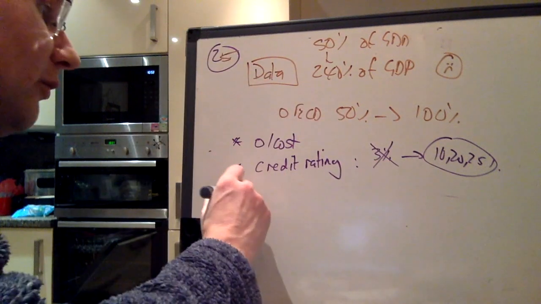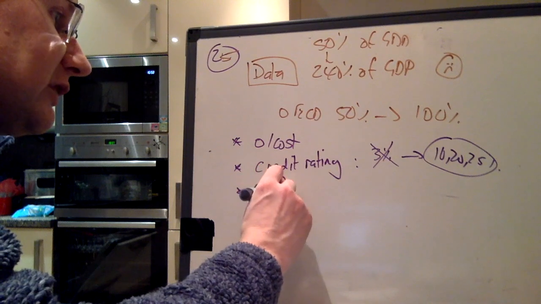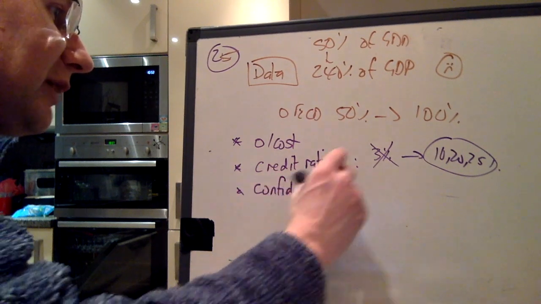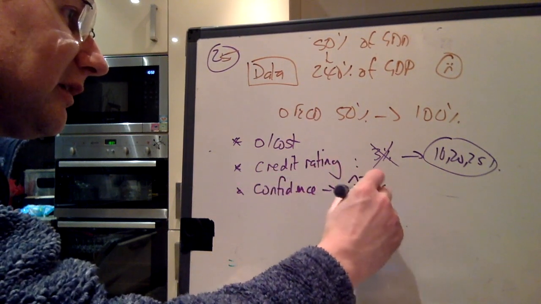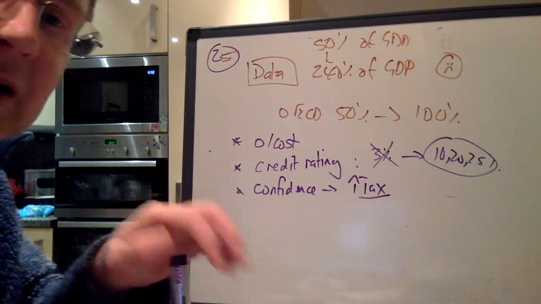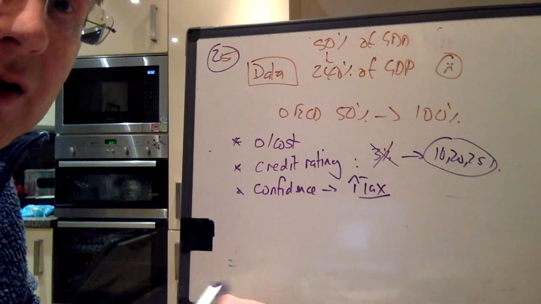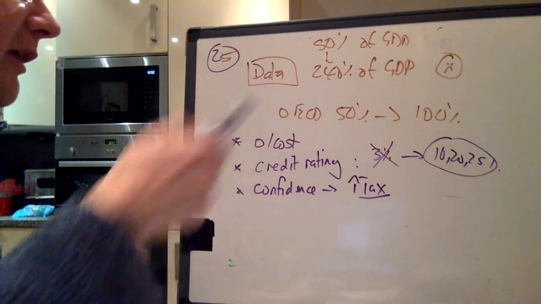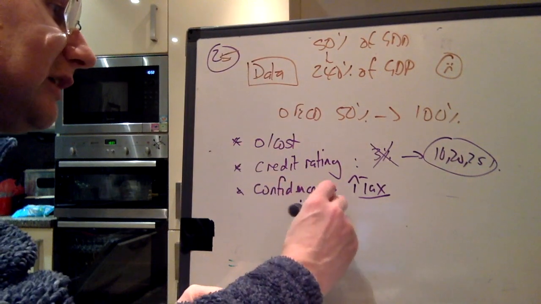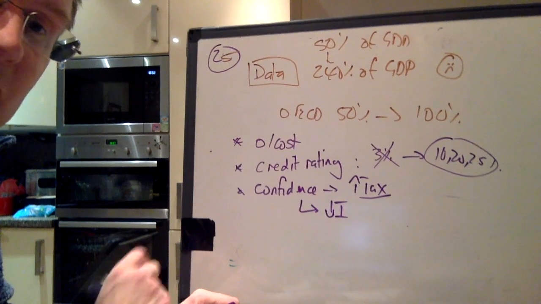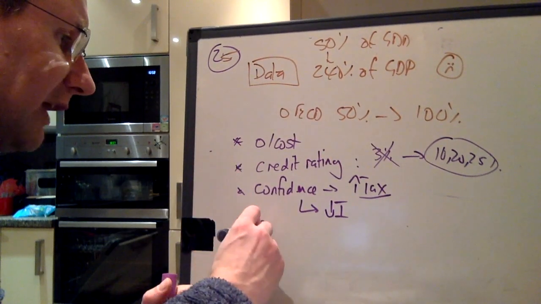Linked to that, therefore, there is a confidence issue. What people are going to be worried about is that you're going to increase tax. That debt is so high, that what you're going to do is you're going to increase corporation tax, VAT, whatever, and it's going to be damaging to the economy. And therefore, what that can do is it can particularly decrease investment. And finally, there's what's called crowding out.